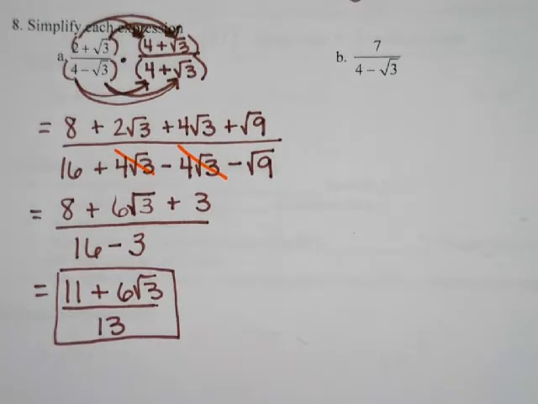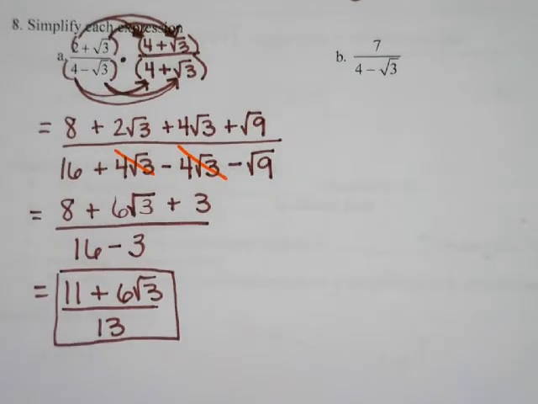Yeah, Kate. So, would you use conjugates anytime there's more than one term? Yes, perfect. So anytime there's more than one term in the denominator, always use a conjugate. Yeah, good question.